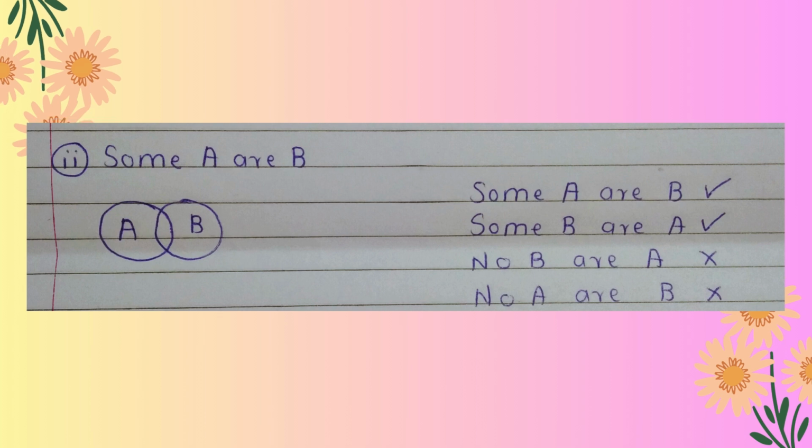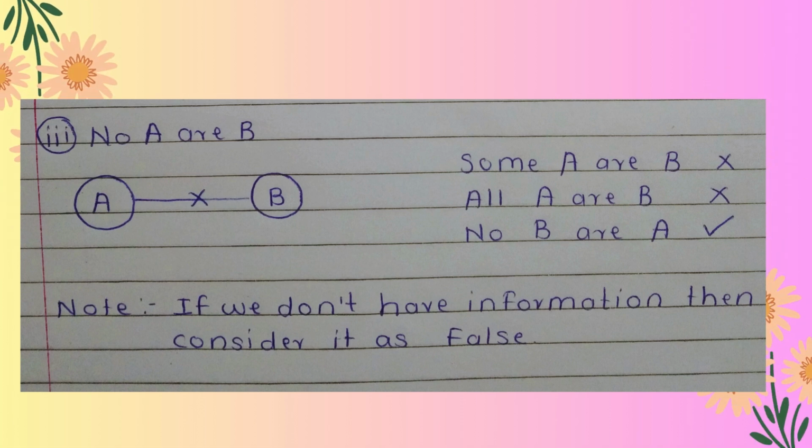So now let's see the third part of this representation, no A are B. We represent no A are B in this way, which is already represented here, using the cross sign. So let's see which conclusion follows this statement, no A are B. The first conclusion is some A are B. No, because A and B do not have any connection between them. No A class student is present in B and no B class student is present in A. So some A are B is false.